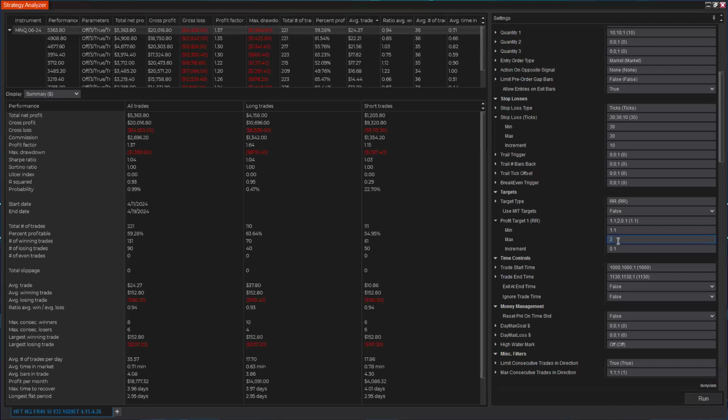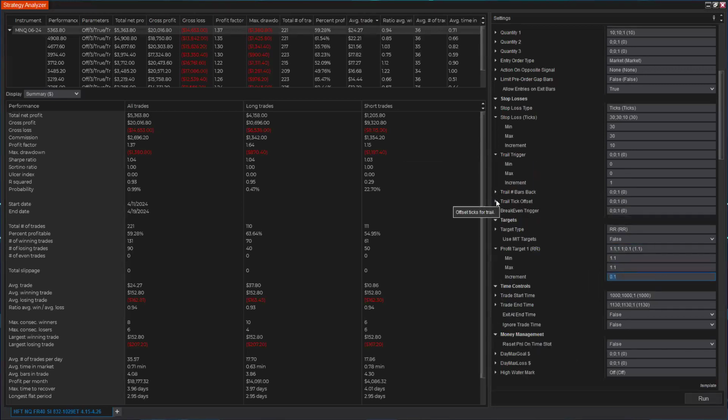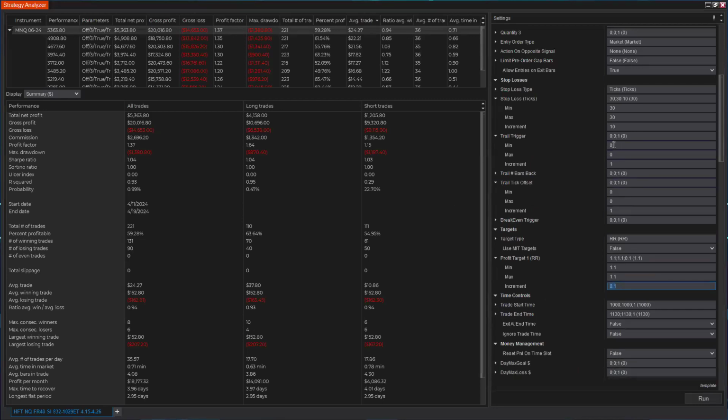Now what I want to do is test for a trail stop separately. Okay, so I'm going to show you how we can do that. I'm going to pull up the trail trigger and the offset. Now my trailing trigger, I'm going to just set 30 to 31, and I'll explain this in a second. Ticks offset 30 to 31. Actually, I could just do 30 to 30. And then the profit target now I'm going to set to zeros.